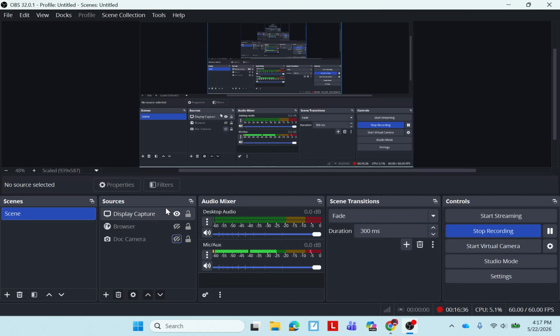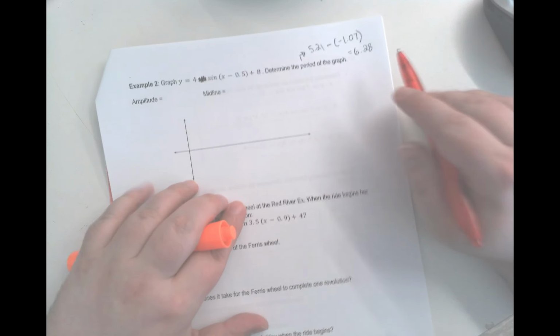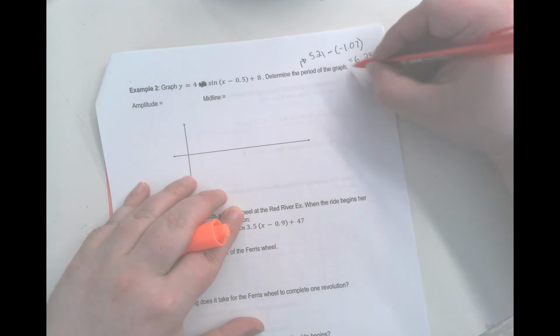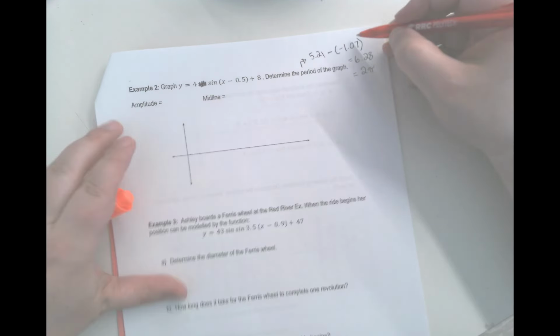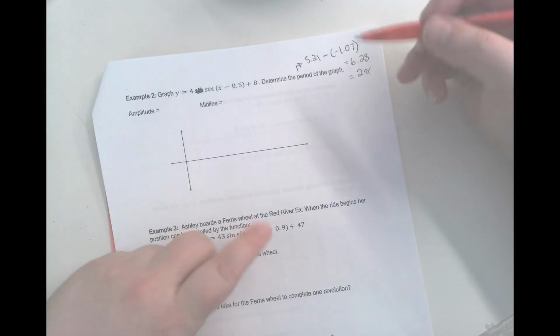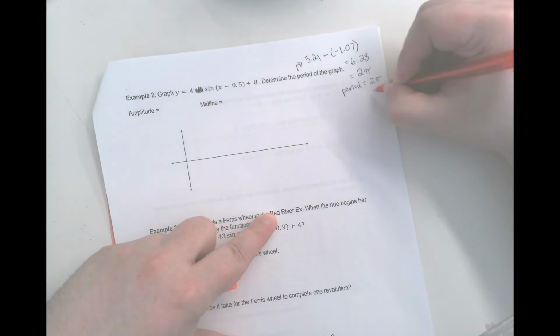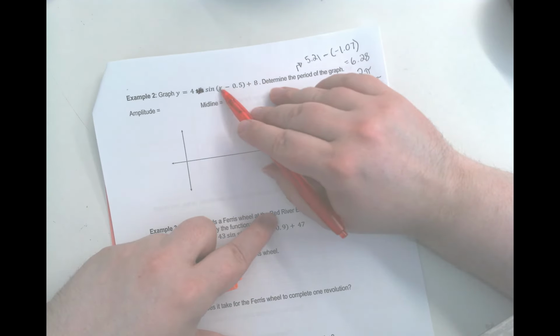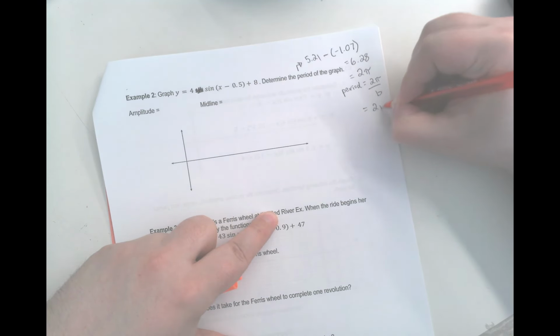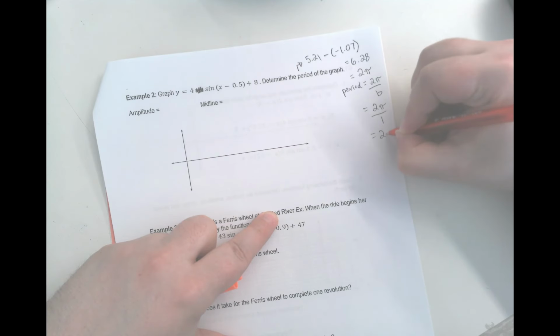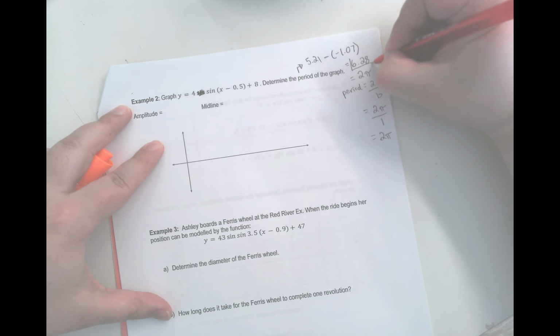So I'm going to switch back here to the notes. I just did that calculation right there. My period is 6.28, which is 2 pi. Another reason why it's 2 pi is because if we do the period calculation, which was 2 pi divided by b, in this case, I don't have a number in front of my x. The b number is always the number in front of the x. So this is just 2 pi divided by 1, which is just 2 pi. So no matter how you choose to calculate it, you should get 6.28 or 2 pi.